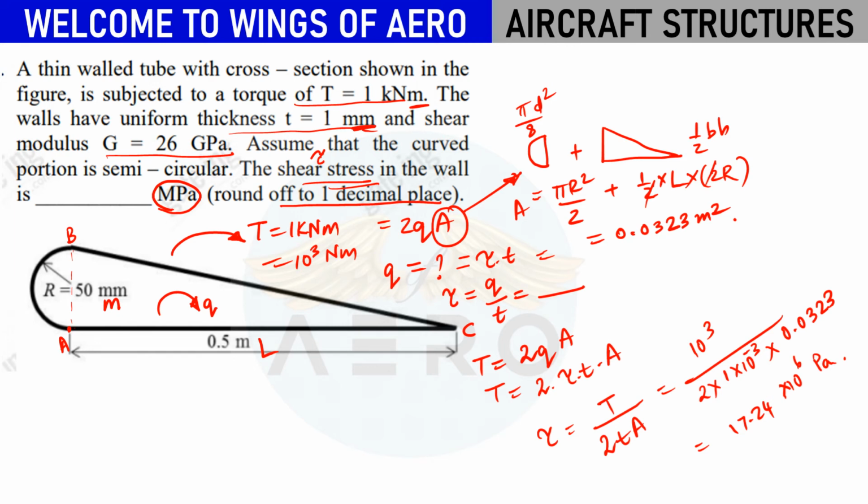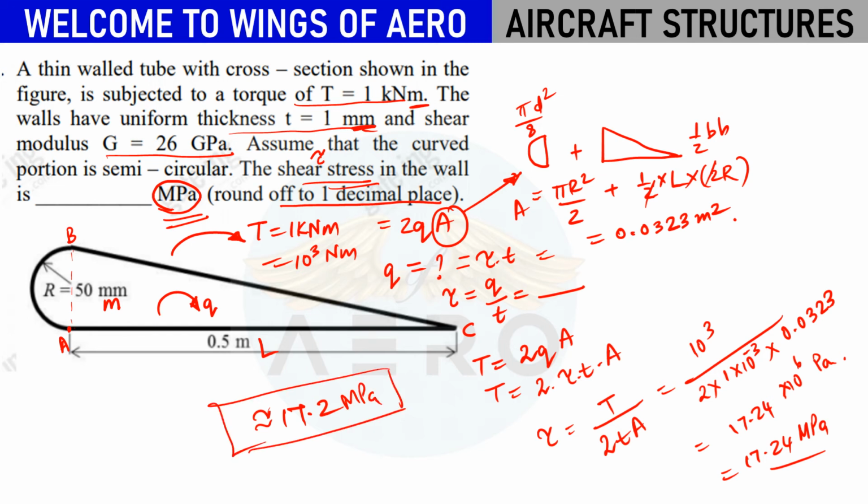Okay, so here they ask in megapascal, so 17.24 megapascal. Now they have asked to round off to 1 decimal place, so you can write the answer 17.2 megapascal, and the answer ranges from 17.0 to 17.5. That is the answer they have given.